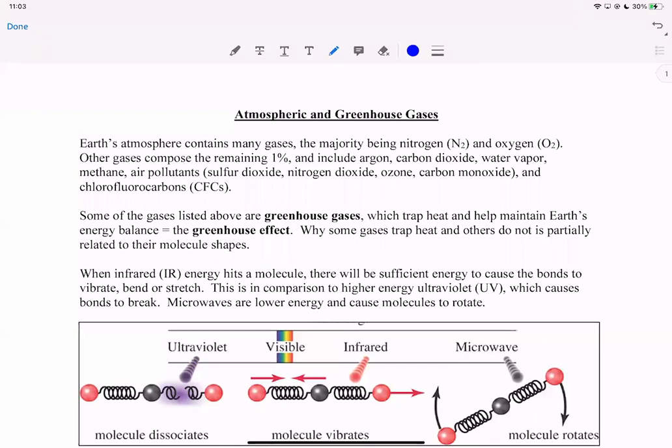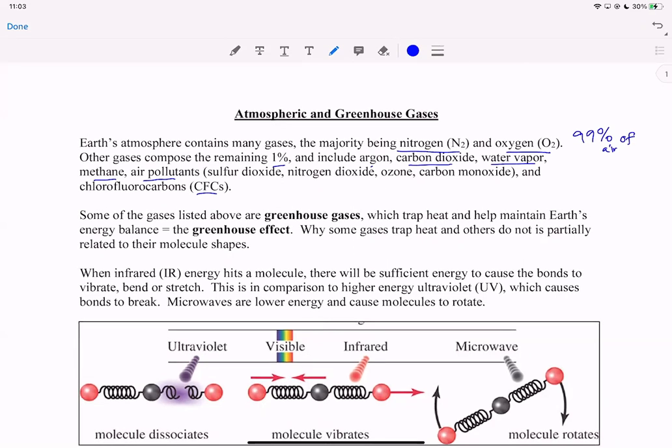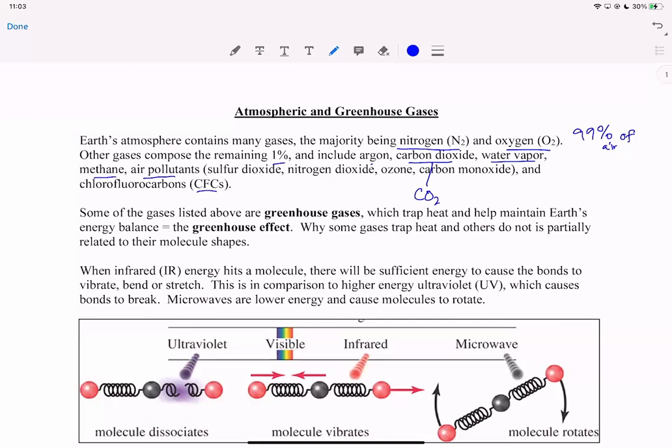So we have the nitrogen and oxygen, N2 and O2. That's 99% of the air. These are not greenhouse gases, okay? But the other gases that are in the 1%, that includes argon, carbon dioxide, water vapor, methane, air pollutants, chlorofluorocarbons. That 1% does have some greenhouse gases, okay? So this one, carbon dioxide, CO2, that is a greenhouse gas. Water vapor, H2O, that is a greenhouse gas. Some of the air pollutants, not all of them, but ozone is an important one. These are greenhouse gases.